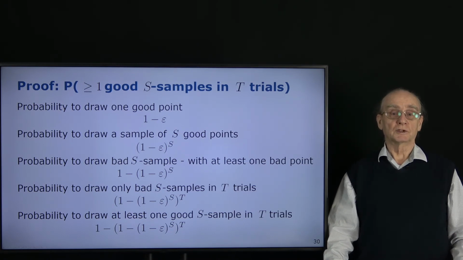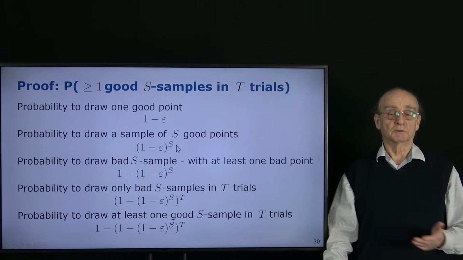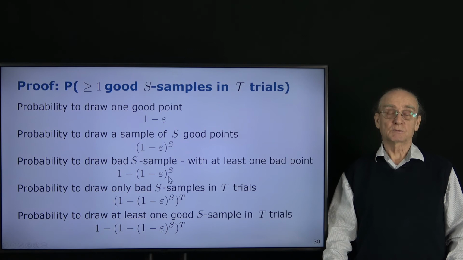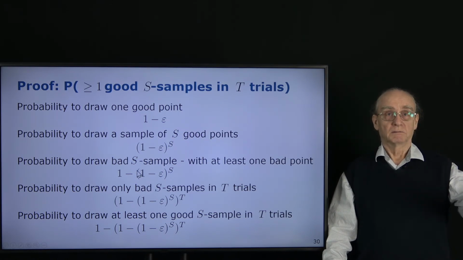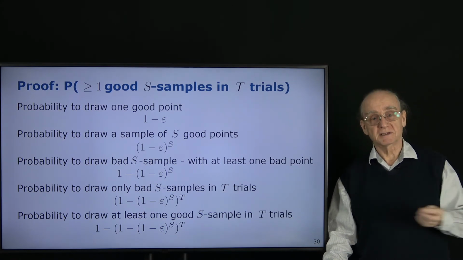Then of course this holds for each point. So the probability of having 3 good points, or s good points, is (1 minus epsilon) to the power s. So it's the product of these probabilities. Then we have a good sample. Now, what is the probability to have a bad sample? That's just 1 minus this expression. So at least one of these 3 points is a bad point with that probability. Now this is one trial of 3 points. Now let's repeat this t times.